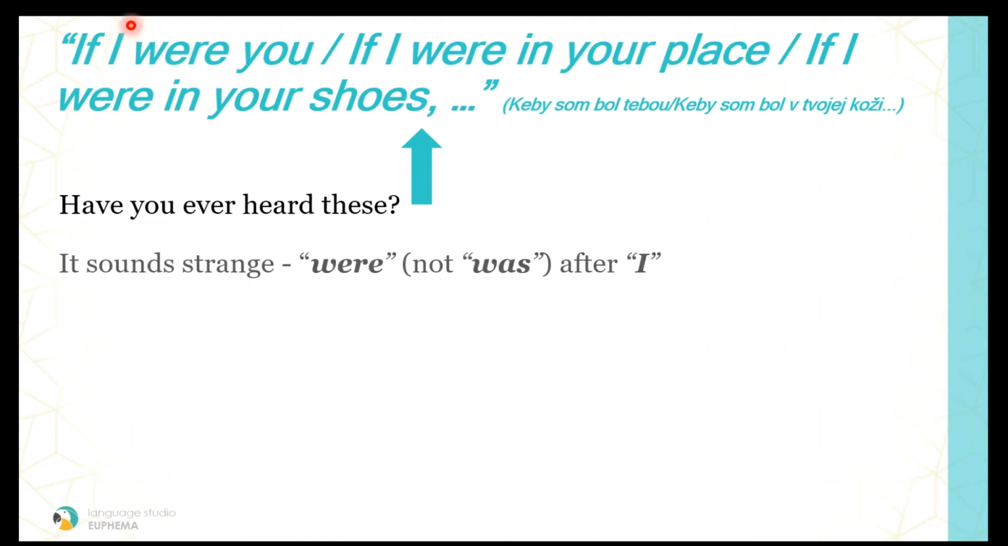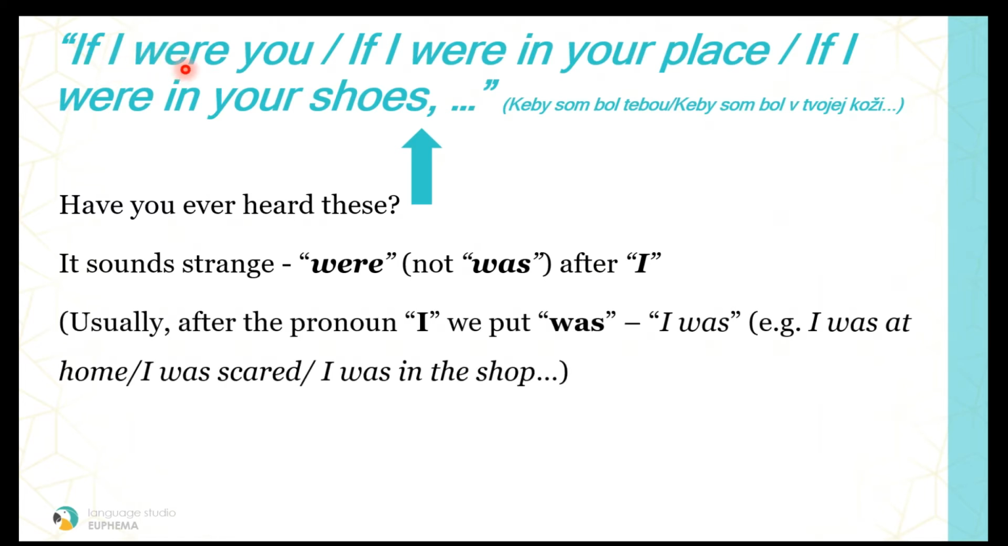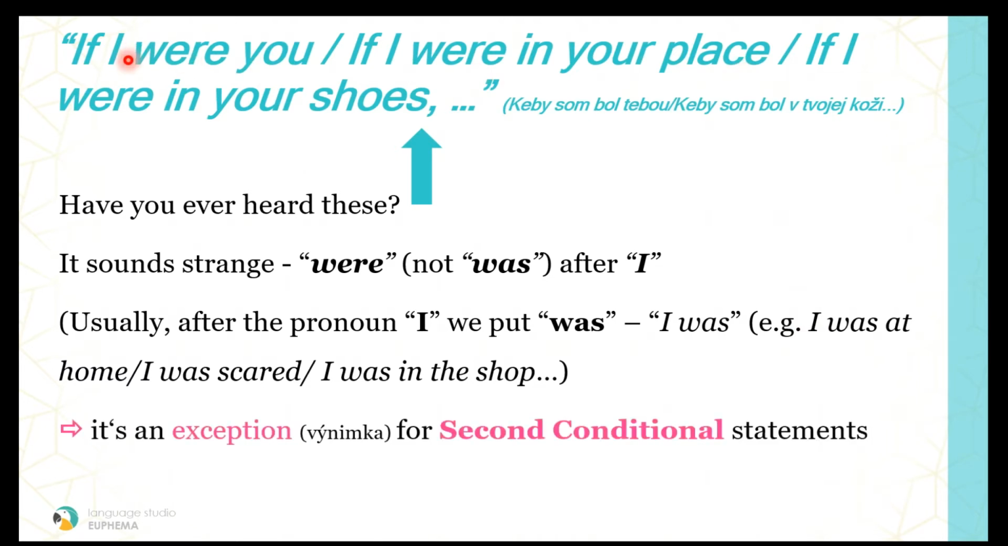Normally, I use was after I, right? For example, I was at home. I was scared. I was in the shop. Okay? So normally I put was after I. But here, if I were you, if I were in your place, I used were after I. And it is completely correct. Why? Because it's an exception for the second conditional.